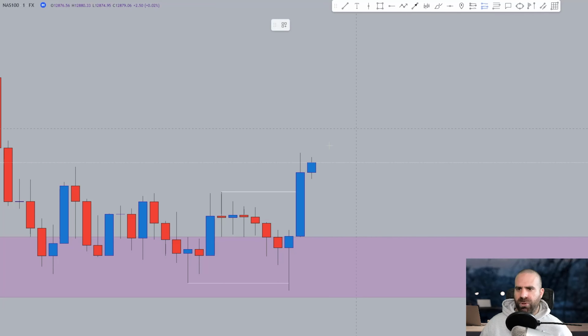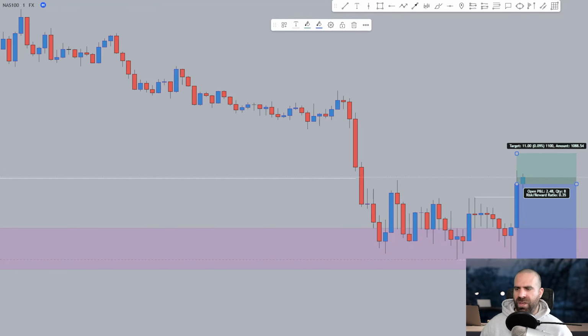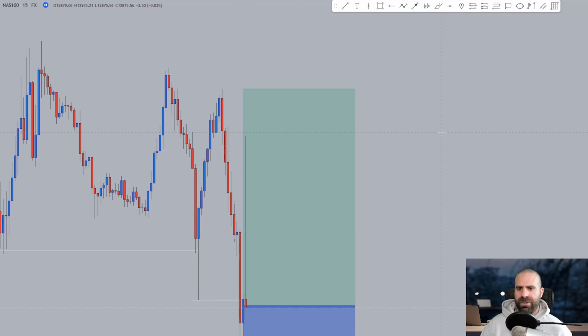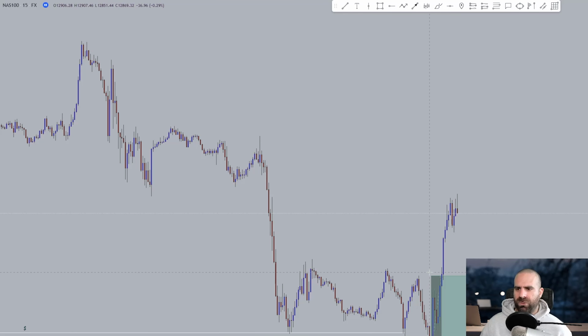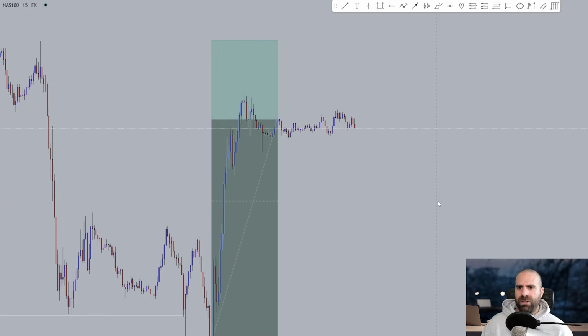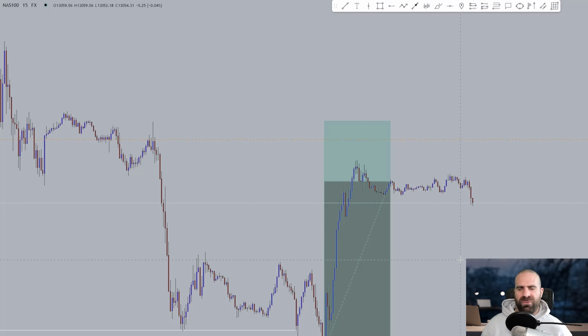So either wait for a minor retracement such as this one, or enter instantly exactly right here, stop loss below the low, and then from a higher time frame perspective, you can go ahead and target, first target, let's say right here. Okay, second target would go either down here or up here. And of course, this trade is still running. So this was the fair value gap.